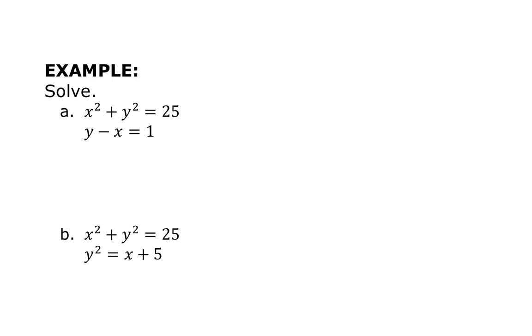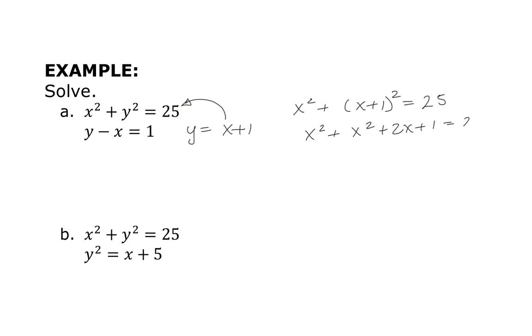So if we're asked to solve these, I cannot do elimination. I can't multiply this by an x, because if I multiply this second equation by an x, I'm going to have an xy term, which I don't have up here to eliminate. So what I have to do is a substitution. So I'm going to do y is equal to x plus 1, and I'm going to substitute it into the second equation. So I'm going to have x squared plus (x plus 1), that's my substitution for y, squared is equal to 25. So I'm going to get x squared plus x squared plus 2x plus 1 is equal to 25.